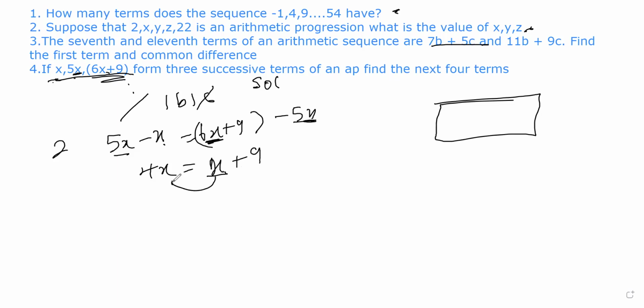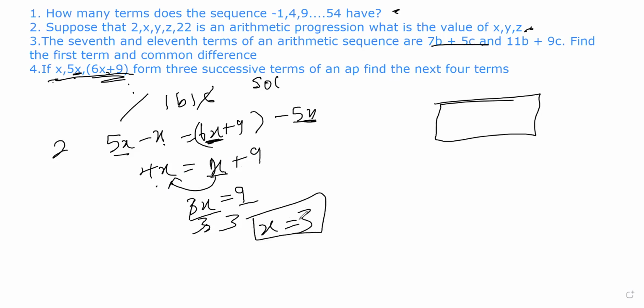If I take this to the other side, I will have 4x minus x, which is 3x. If I divide both sides by 3, my x becomes 3. If I substitute this back here, the consecutive terms are x, which is 3, 5x, which is 5 times 3, that's 15, and 6x plus 9: 6x is 6 times 3, 18, and 18 plus 9 gives us 27. So these are the terms we are given. We are looking for the next four terms. What's the common difference? 15 minus 3 is 12. 27 minus 15 will also give you 12.